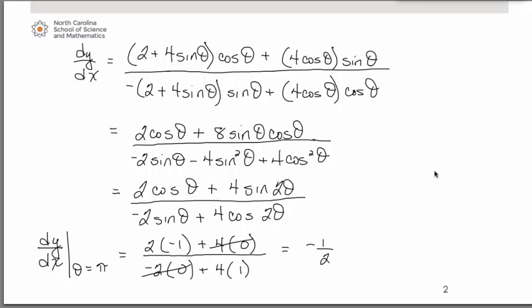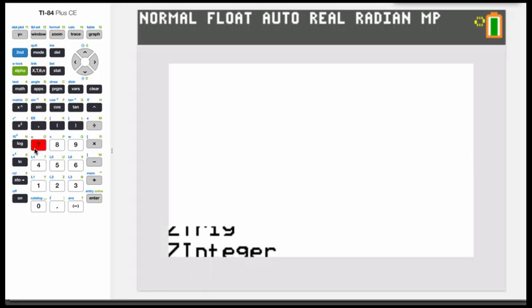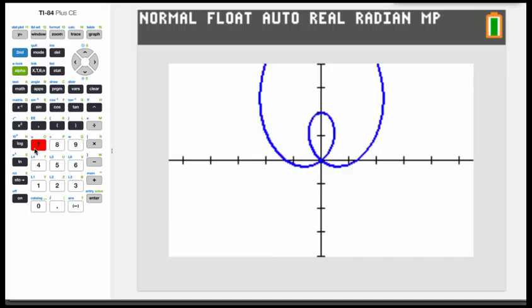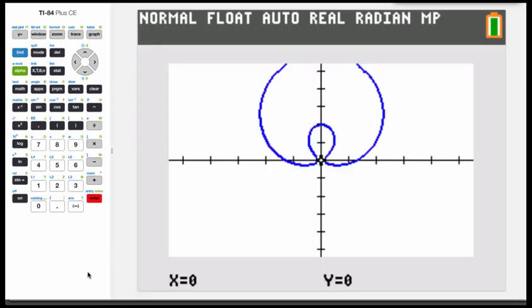Let's go ahead and look at our graphing calculator and confirm that this is indeed the case. Under r equals on our graphing calculator, we'll type in the equation we were given, 2 plus 4 sine of theta. Go ahead and graph that. Let's zoom out. We have a lovely limaçon here. Let's zoom out a little bit so we can get a nicer picture of it.